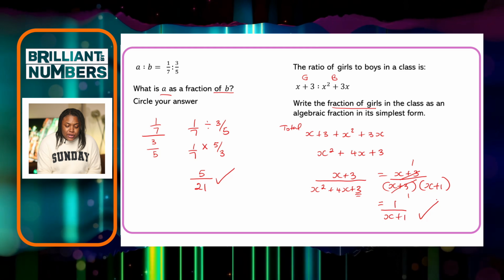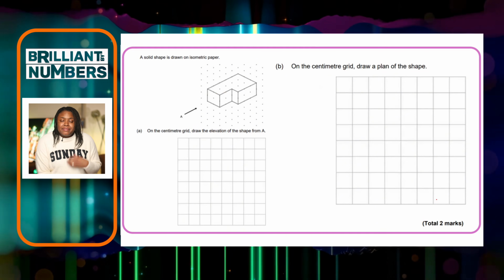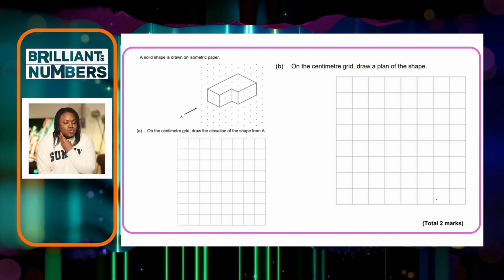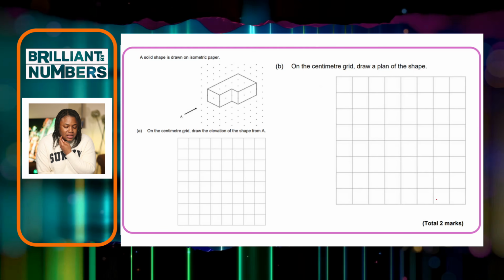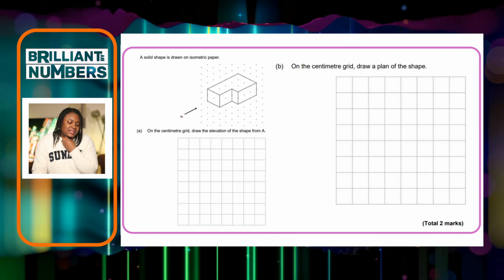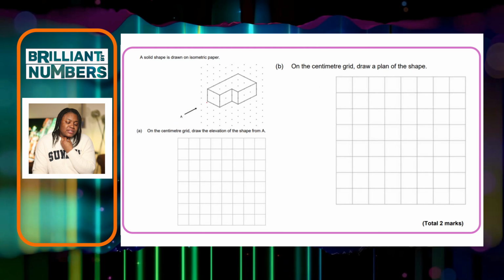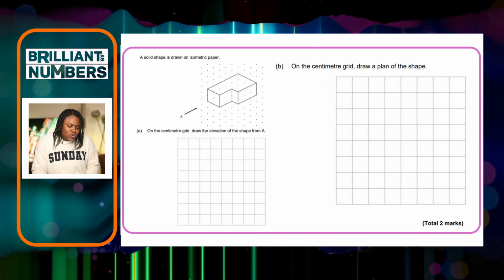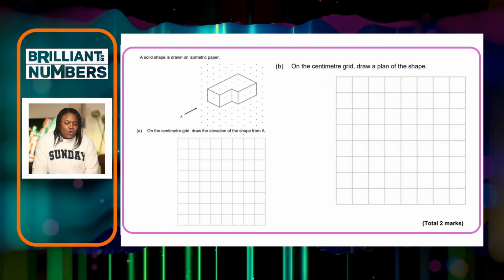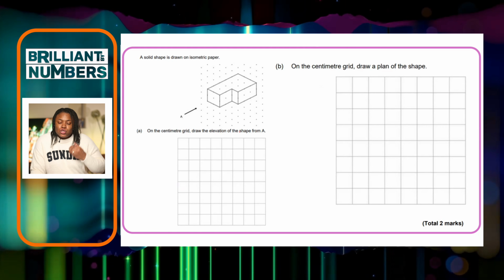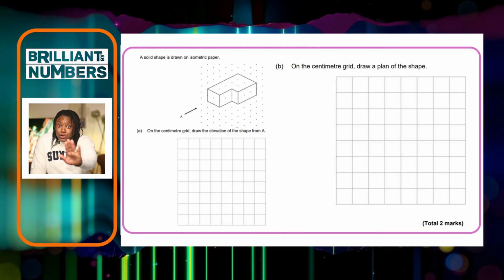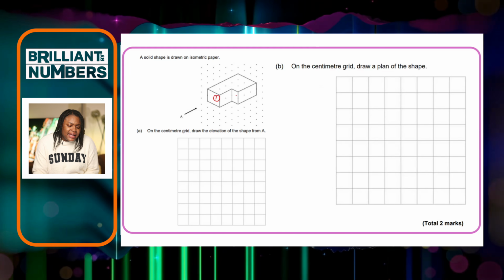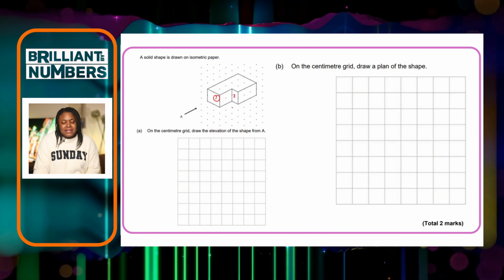So now we are going to go for this shape that's on an isometric grid. So a solid shape is drawn on an isometric grid. We're given that solid. We can see here we've got an arrow pointing to the face of it. We are asked to, on the centimeter grid, draw the elevation of the shape from A. So from A, we are looking dead onto the shape. We will be seeing this face if we stand at A, but don't forget we're also seeing that one.